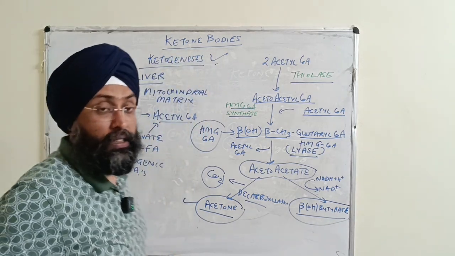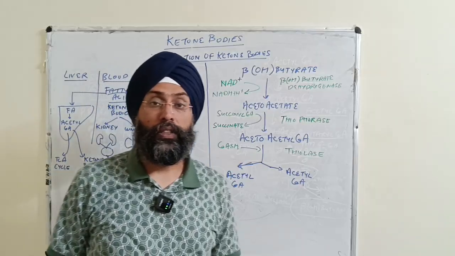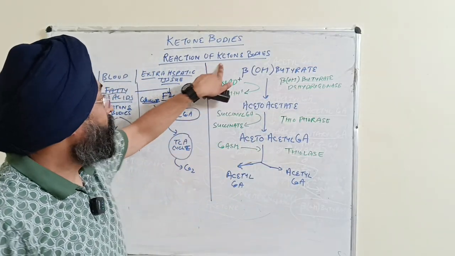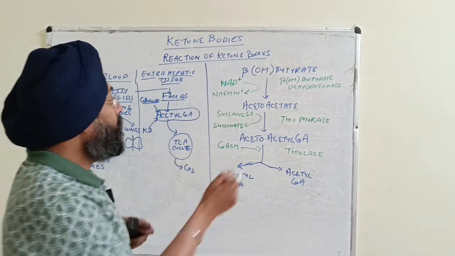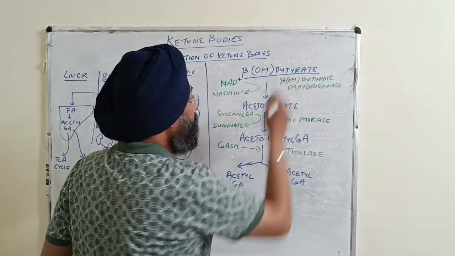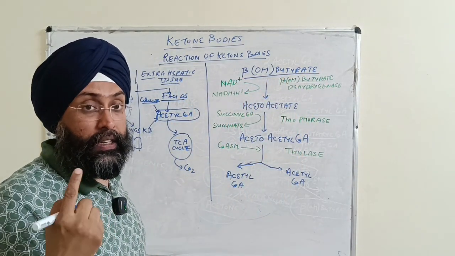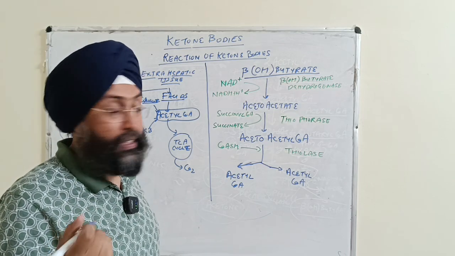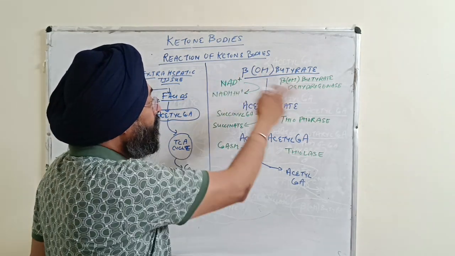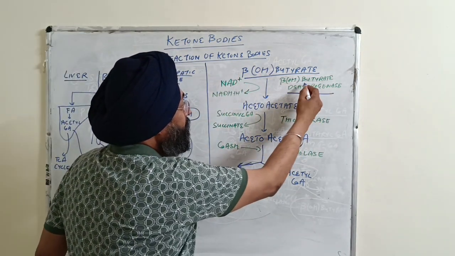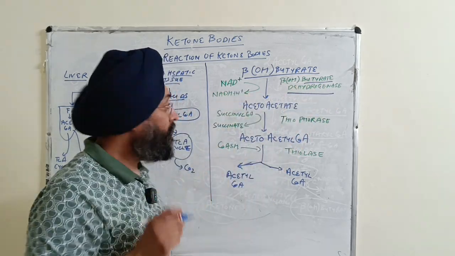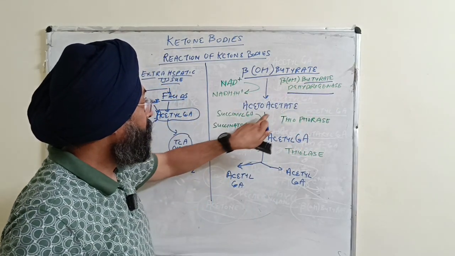Now we'll discuss the reactions of ketone bodies. To start with, we have beta hydroxybutyrate, our third ketone body that contains a hydroxy group, not a keto group. This ketone body undergoes a dehydrogenation reaction by beta hydroxybutyrate dehydrogenase, so NAD is converted to NADH.